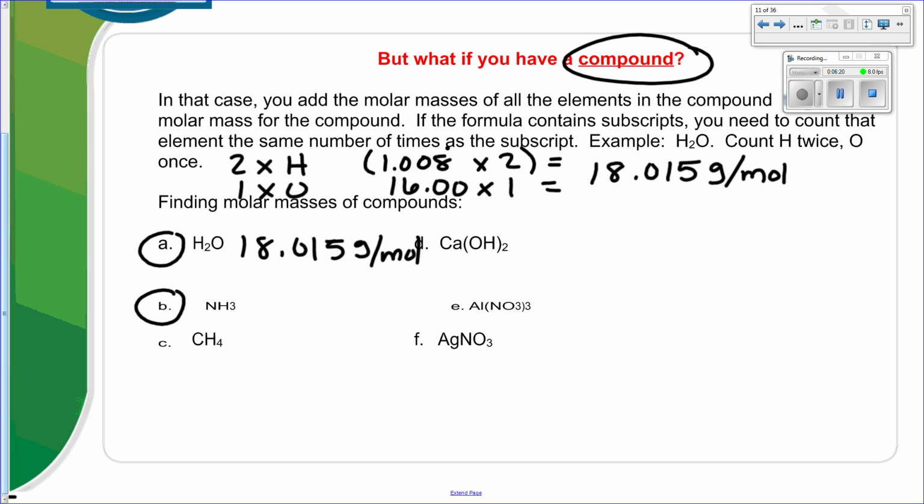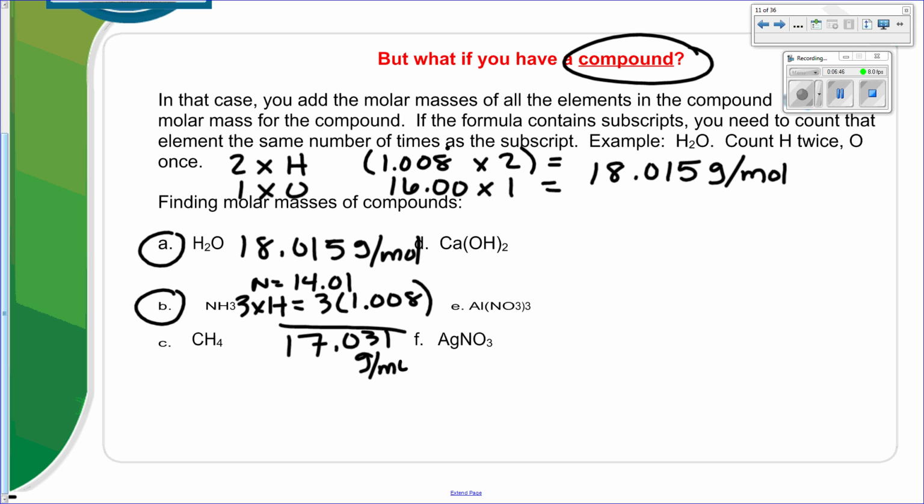If you were calculating the molar mass of NH3, you are going to add up 1 nitrogen. So nitrogen is going to be 14. You only need 1 of them. And then 3 hydrogens, so 3 times hydrogen. Remember, it's 1.008, so 3 times 1.008. You're going to add those up, and you're going to get 17.031 grams per mole. Remember, units are very, very important in this unit. No pun intended.